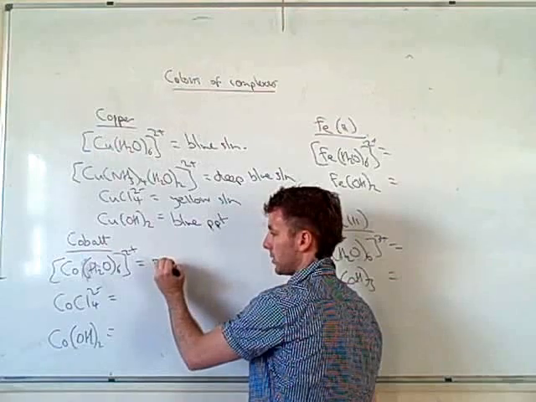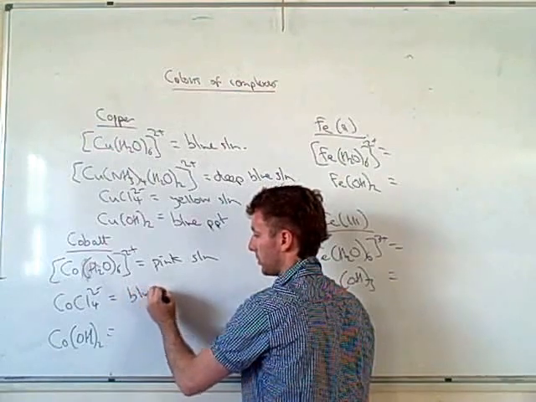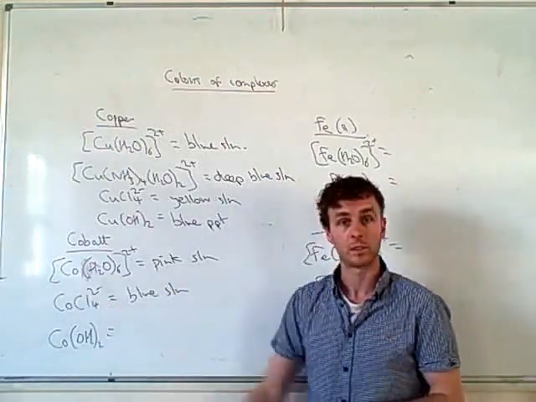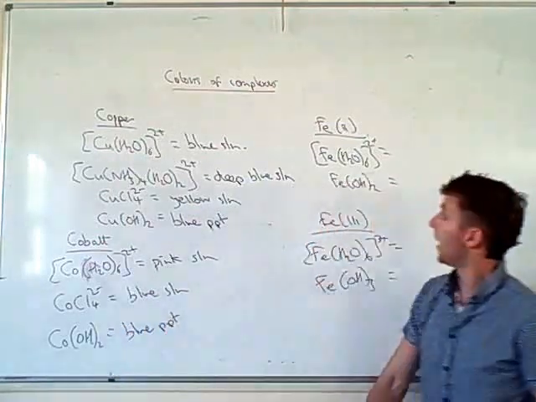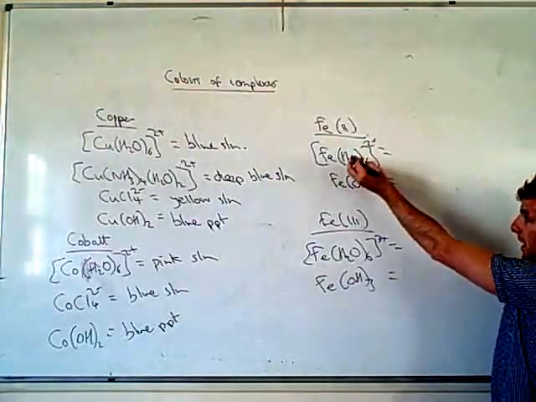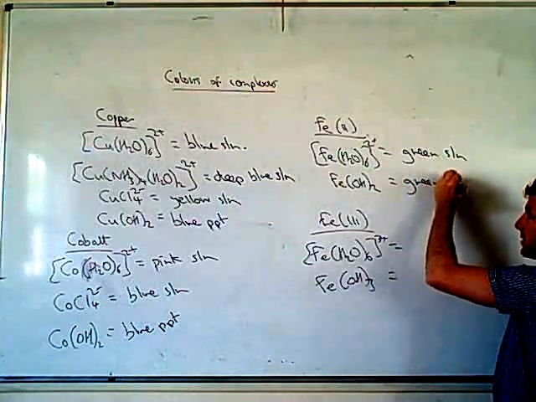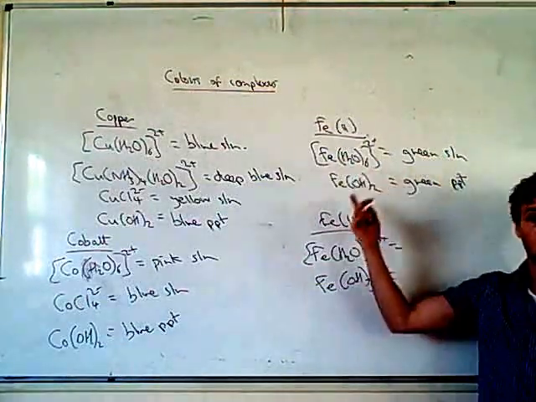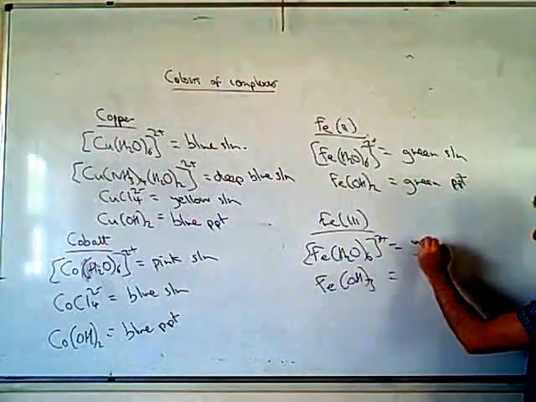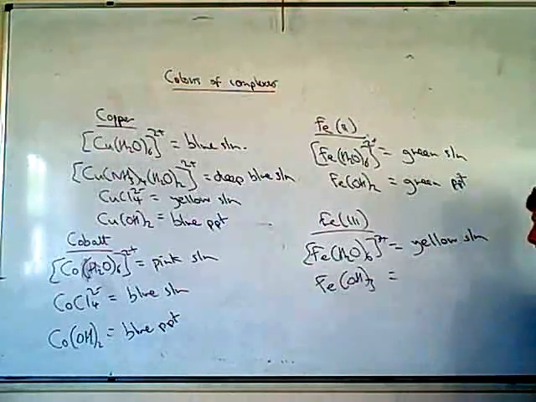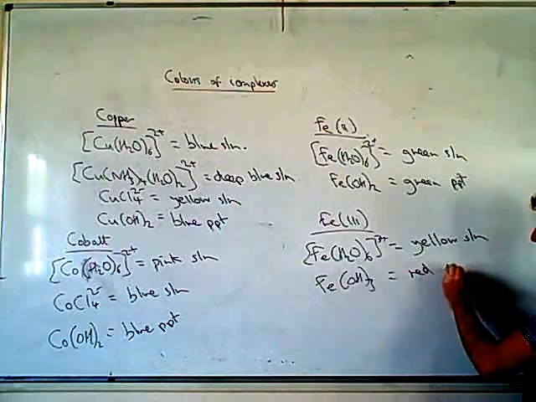Here we have a pink solution for your cobalt, hexaqua cobalt, and that will change into a blue solution if you change the waters for chloride. The hydroxide, again, is a blue precipitate. For iron, we go for iron 2. The hexaqua iron 2 is a green solution, and that will change into a green precipitate if we substitute the waters for hydroxides. Here, your iron 3 hexaqua will be a yellow solution, and if we change the waters for hydroxides, it will give you a red, or a brown, I guess you could say, precipitate.